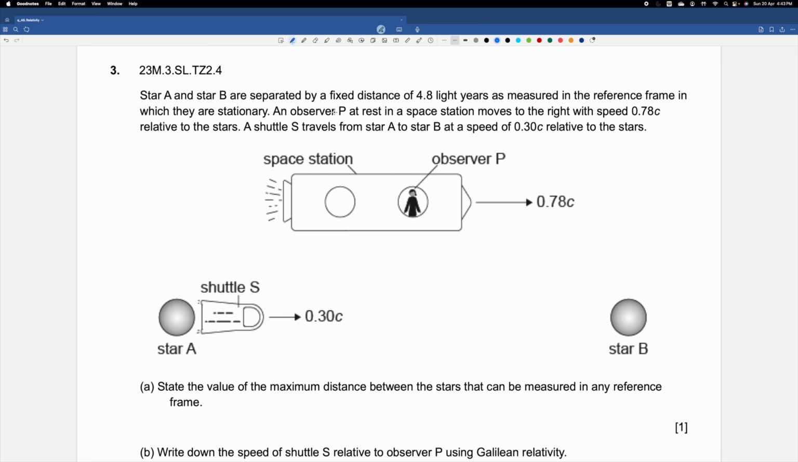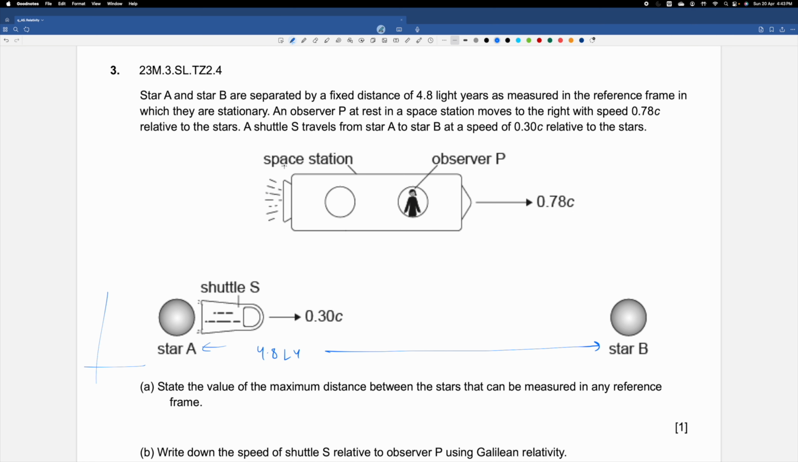Star A and star B are separated by a fixed distance of 4.8 light years. So the distance between star A and star B is 4.8 light years, and this distance is in the reference frame in which they are stationary. That means with respect to some stationary frame, these two stars are a distance of 4.8 light years apart. But remember, this distance may not be the same with respect to any other frame which is moving.